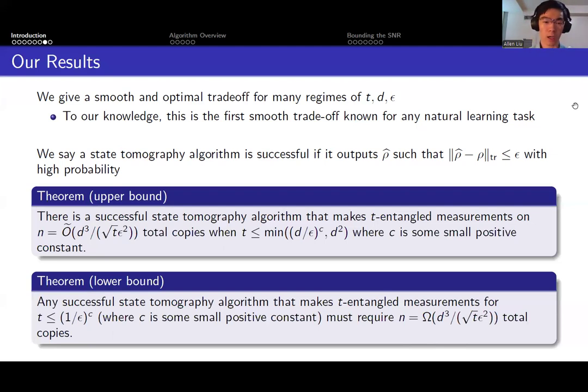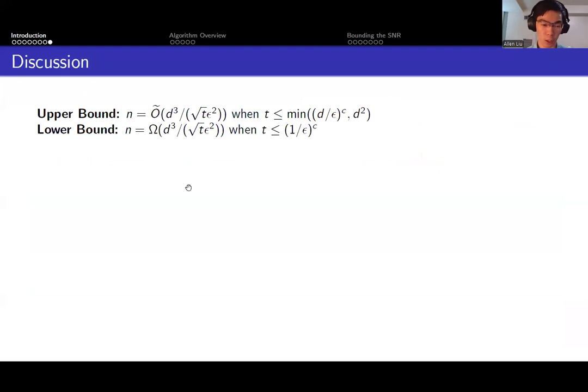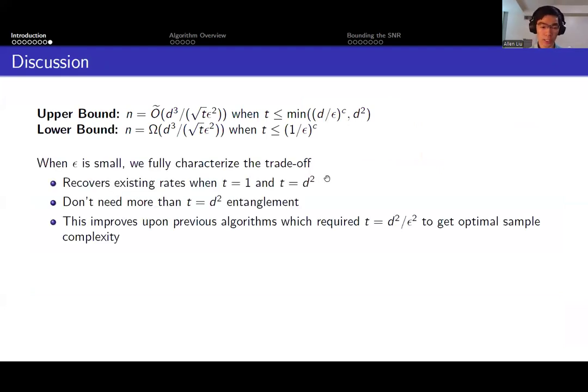So let me say a few words and give some interpretation of our results. Our upper and lower bounds are listed here. They're both d cubed over root t epsilon squared, with some restrictions on the regime of t under which they hold. The first thing is that when epsilon is small, we fully characterize the trade-off. When epsilon is sufficiently small, our upper and lower bounds are tight for the full regime of all possible values of t. So we recover the existing rates when t is equal to 1 and when t is equal to d squared.